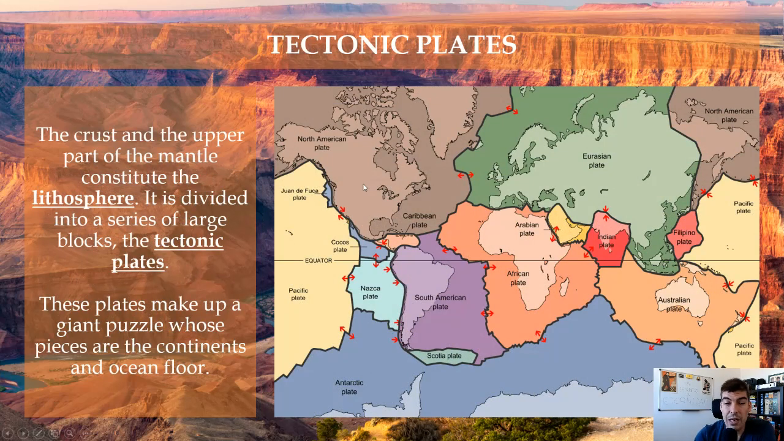So the crust and the upper part of the mantle constitute the lithosphere, la litosfera, okay? The crust and the upper part, so the outer part of the mantle. And this lithosphere is divided into a series of large blocks which are called the tectonic plates, las placas tectónicas. Here in this map, in each color, you have a tectonic plate. For example, this is the North American plate, this is the Eurasian plate, the African plate, the South American plate, Antarctic plate, and so on. And these plates make up a giant puzzle, okay? They are all connected, whose pieces are the continents and the ocean floor, okay? This is a continent and this is the ocean floor, okay?